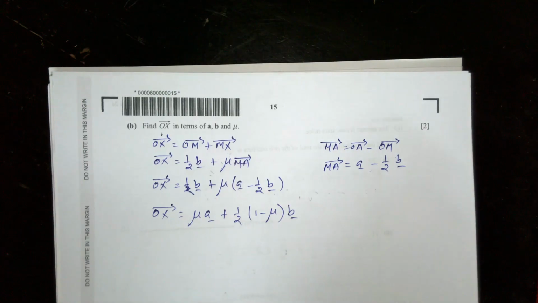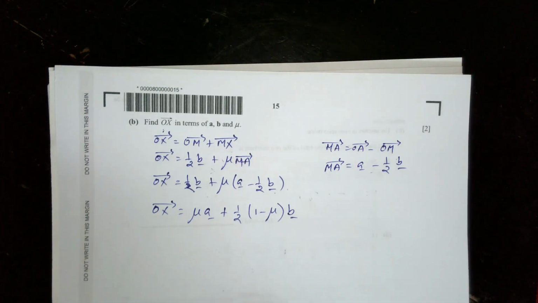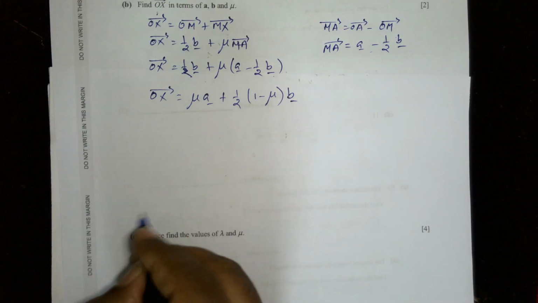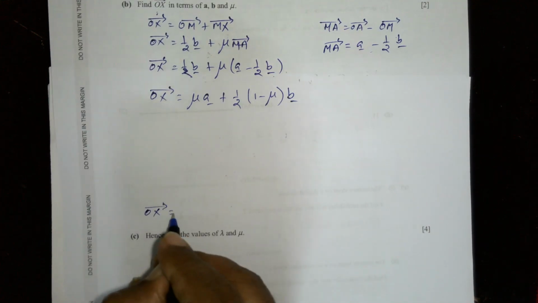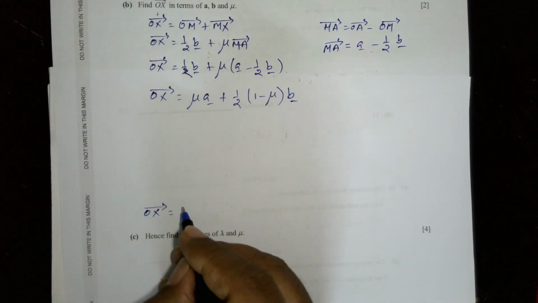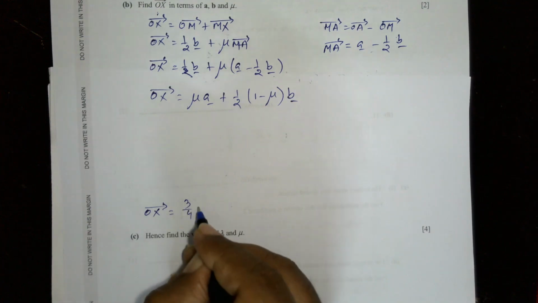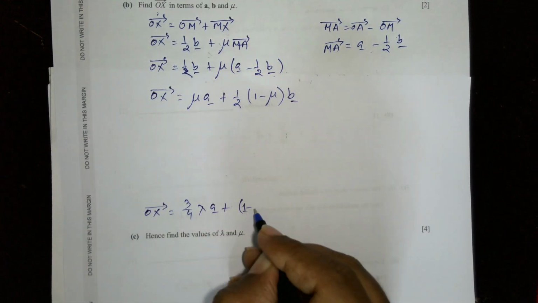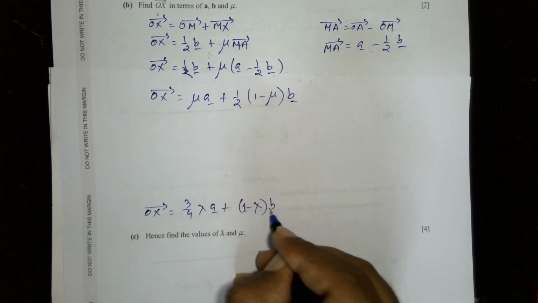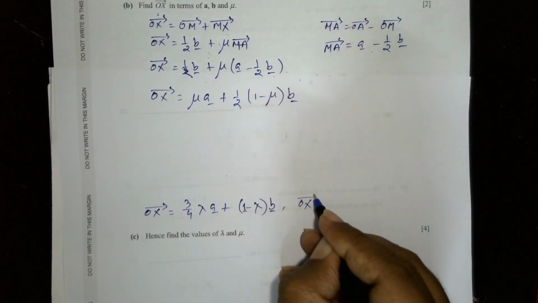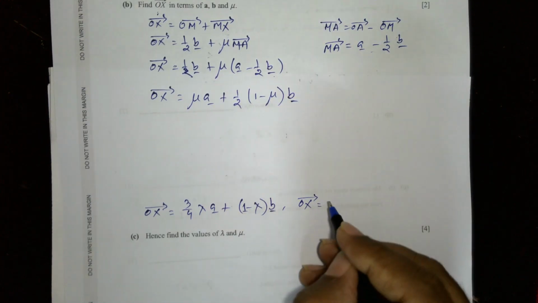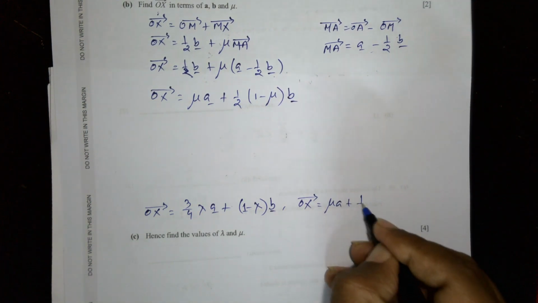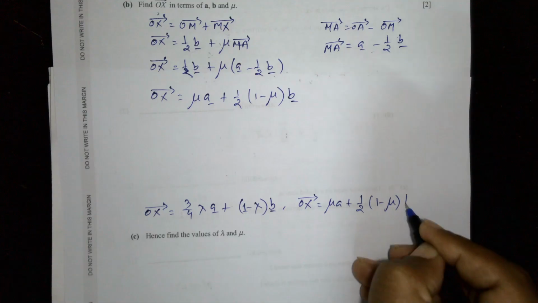Now I have two OX. Let's write it here. This OX is given as this. I'm writing just for the sake of writing. In the first part I got OX as 3/4 of lambda A plus 1 minus lambda B, right? Here in this B part we got OX as mu A plus half of 1 minus mu B.